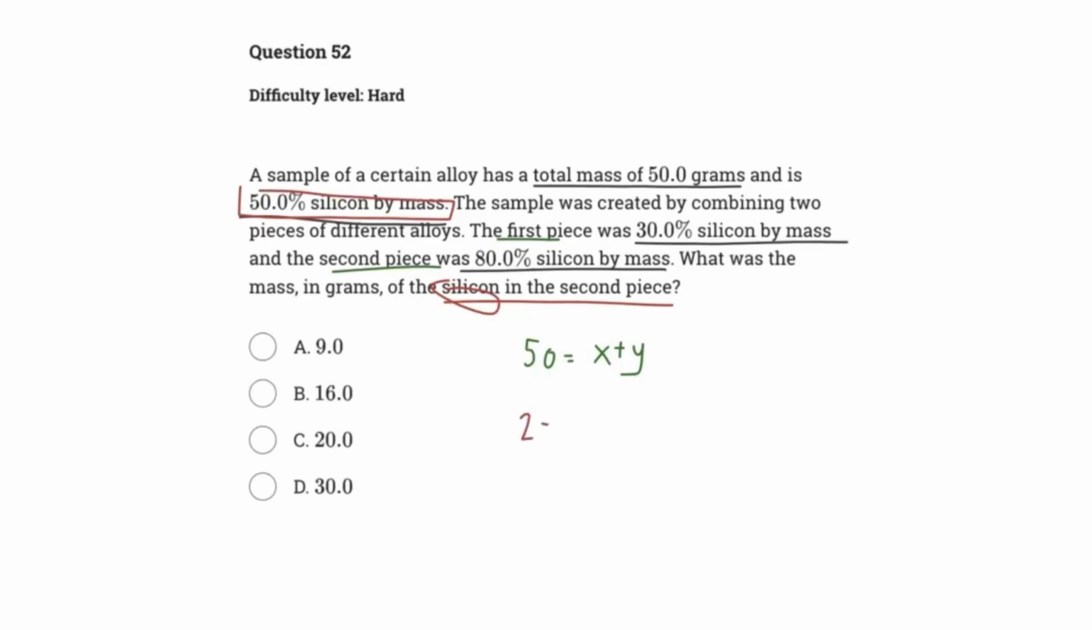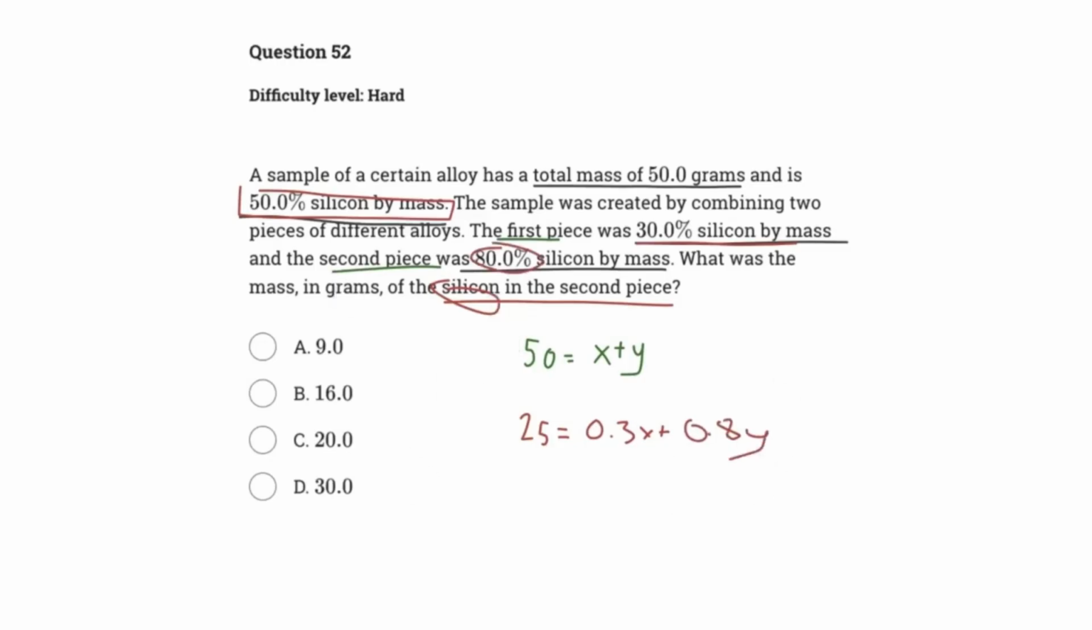Therefore, we can set 25 equal to, well, what are our other given equations? Well, not equations, but variables. We have the first piece, which is 30% silicon by mass, right? So you know x is the total mass, and therefore now we only have 30% of that for silicon. So we got 0.3x, and now we've got to do the same thing for the second piece, which is 80%. So 0.8 times the total mass.